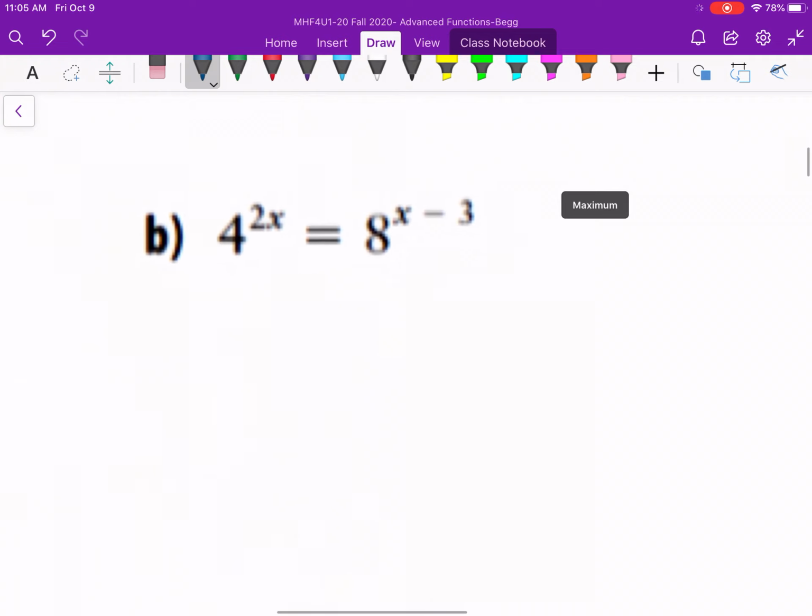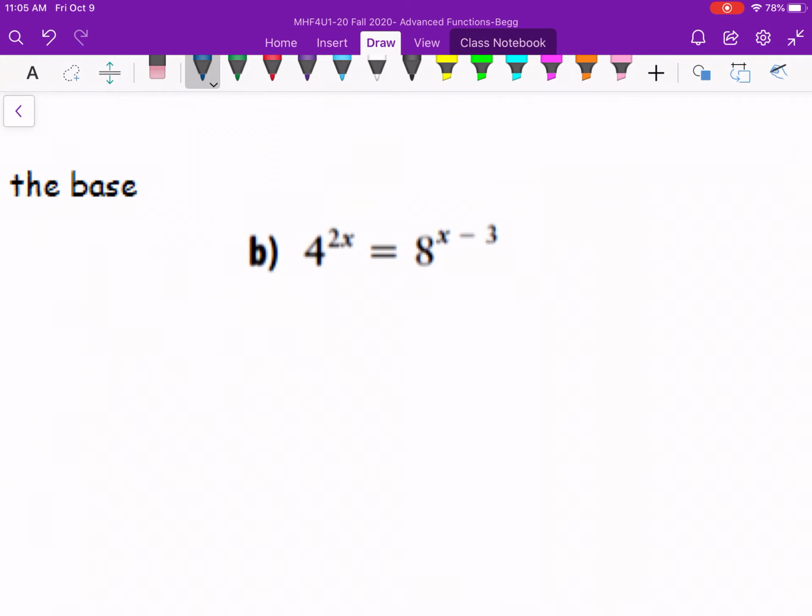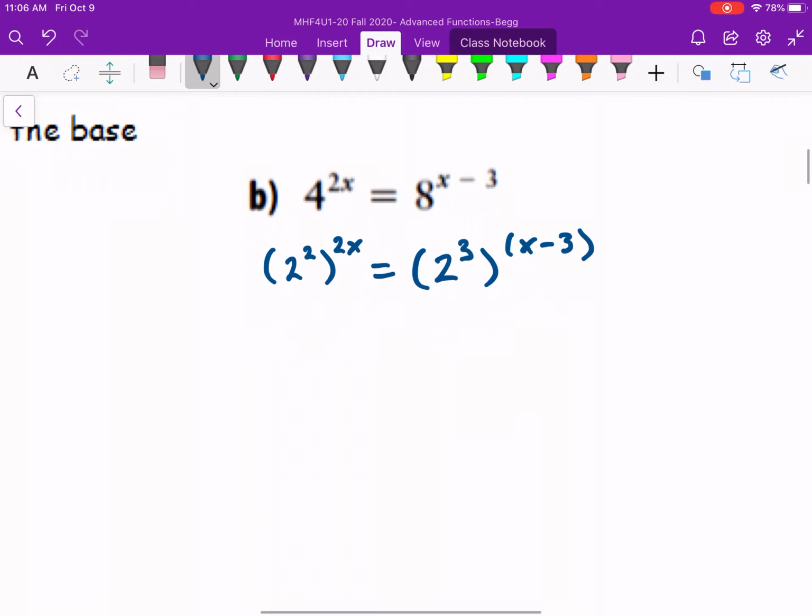Here's another one where we've got one power equals another single power. I can't rewrite 8 as a power of 4, at least not easily. But what I can do is rewrite them both with a common base. They could both be rewritten with a base of 2. So in other words, 4 could be written as 2 squared. Keep the 2x on the outside. 8 could be written as 2 cubed. Keep the x minus 3 on the outside. And I'm going to put that in brackets just to remind me that they have to go together.